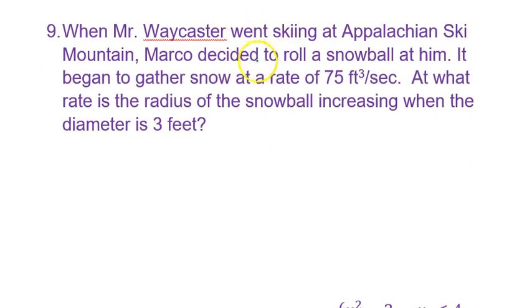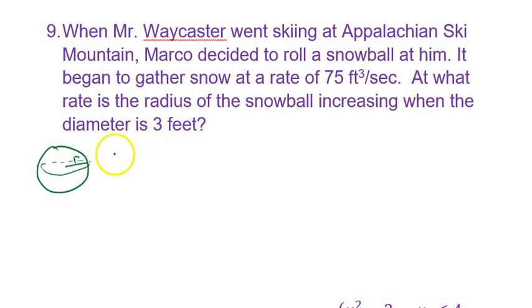Number 9, when Mr. Waycaster went skiing at Appalachian Ski Mountain, Marco decided to roll a snowball at him. It began to gather snow at a rate of 75 feet cubed per second. At what rate is the radius of the snowball increasing when the diameter is 3 feet? So this is our related rates problem. And if you think about a snowball, it is in the shape of a sphere. So this will be my radius.